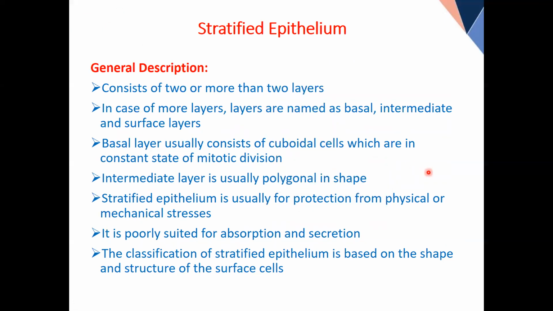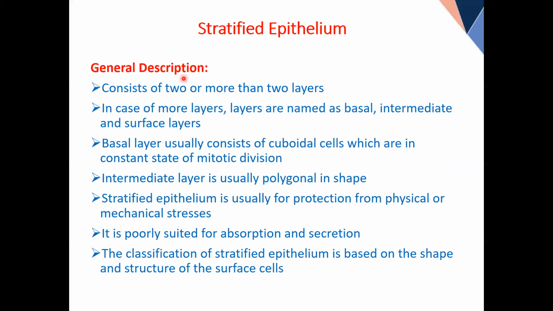Okay, quickly, now we are starting the second type of epithelium, which is stratified. I will read, and I hope most of the points will be clear. For any explanation, I am at your disposal. Now, it consists of 2 or more than 2 layers. So you have to start from 2, can be 3, can be 4, can be any number.